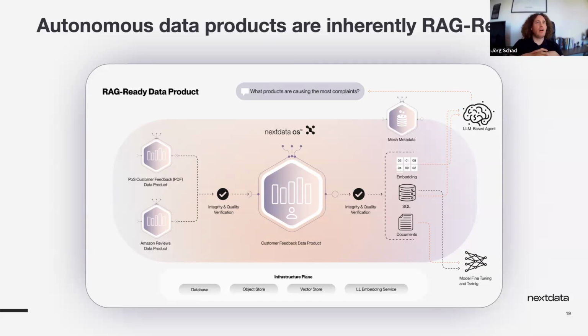Again, here, autonomous data products offer a really great capability called multi-model output. That basically allows us to offer the same semantic data model across different physical representations for different users.